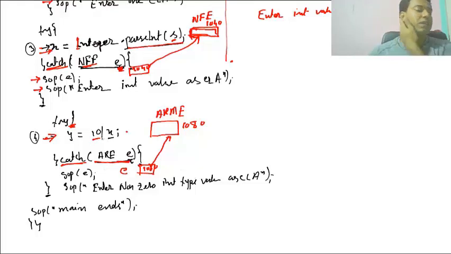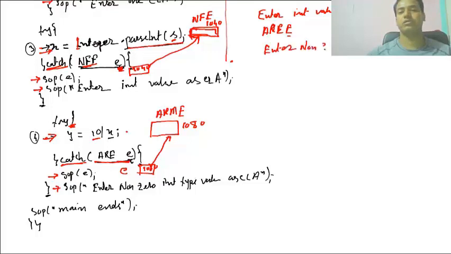Now because the exception is there in try and the corresponding catch block is also found, it is handled, so control comes into this and it prints here e. e is of type ArithmeticException, right? And now control comes here: enter non-zero int type value as command line argument, and so on, right? And the exception is handled successfully, and so it comes to main ends.